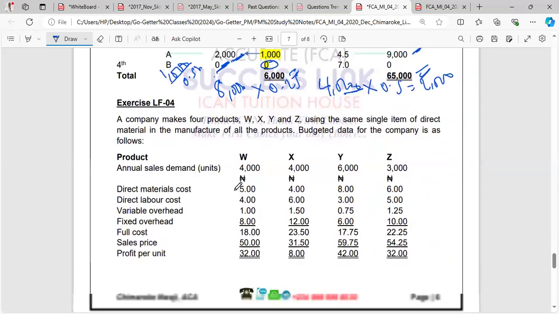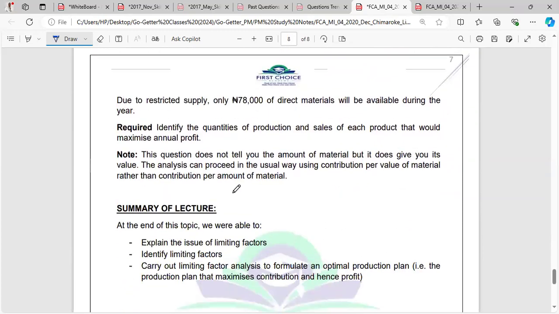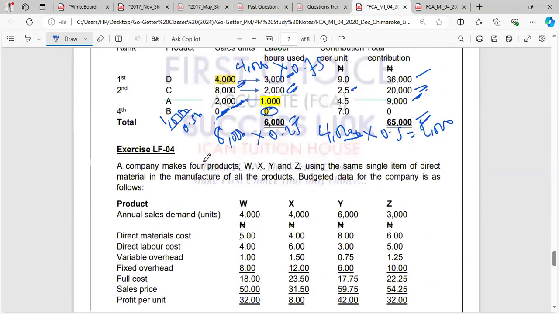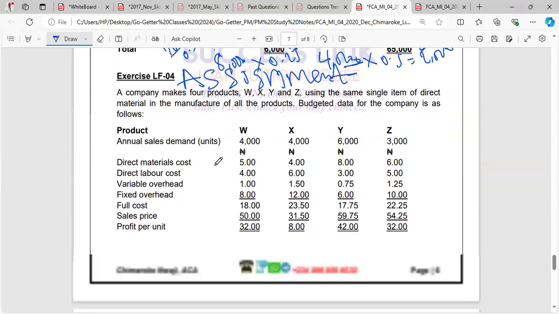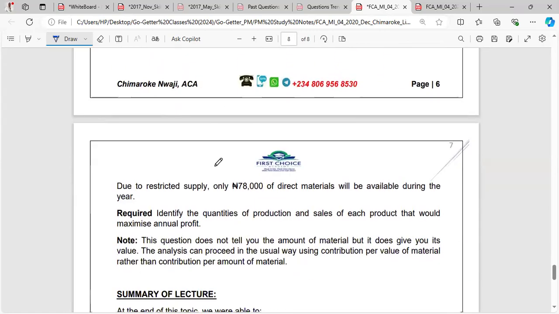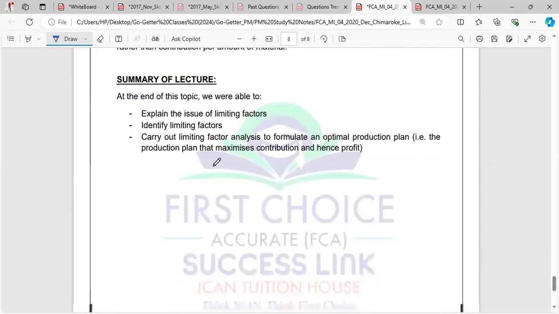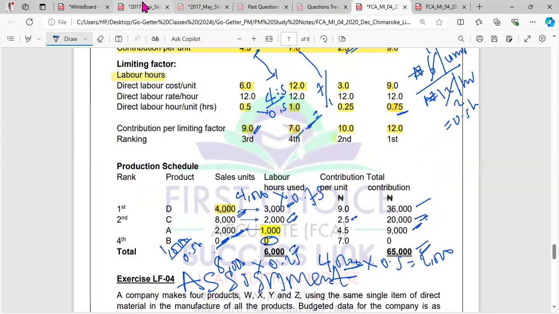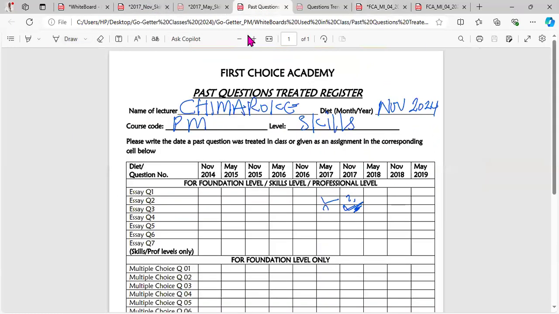So I would like you to look at example 7 on this here. Now this is your assignment. I would like you to do this assignment and submit before the end of the next class. And let's see if we have another assignment that will require limiting factor from our past questions.